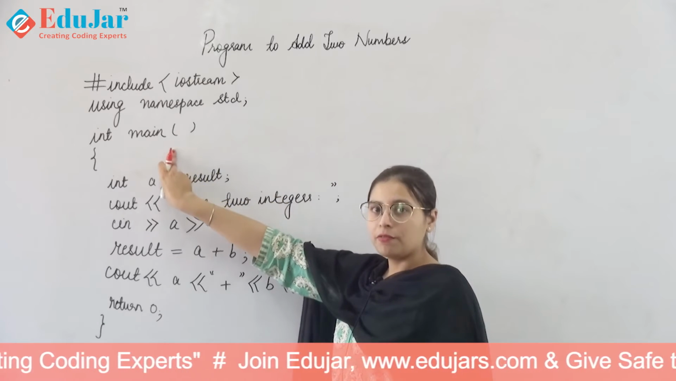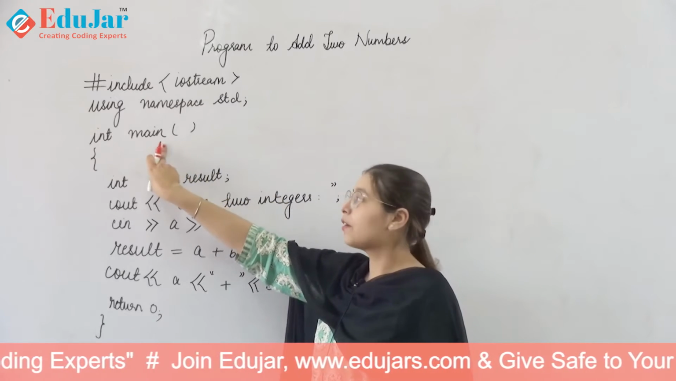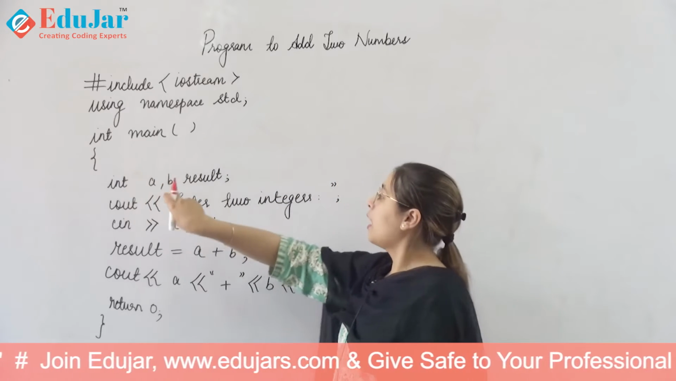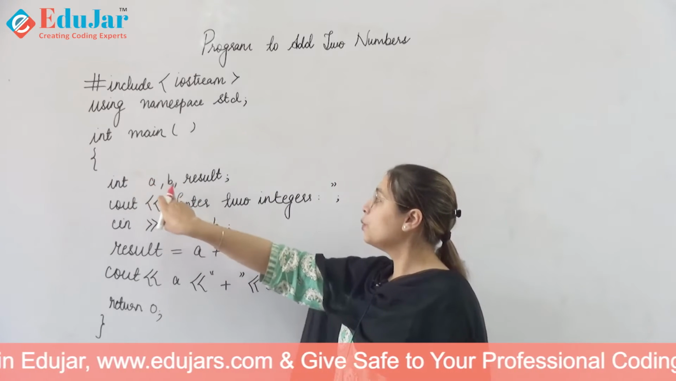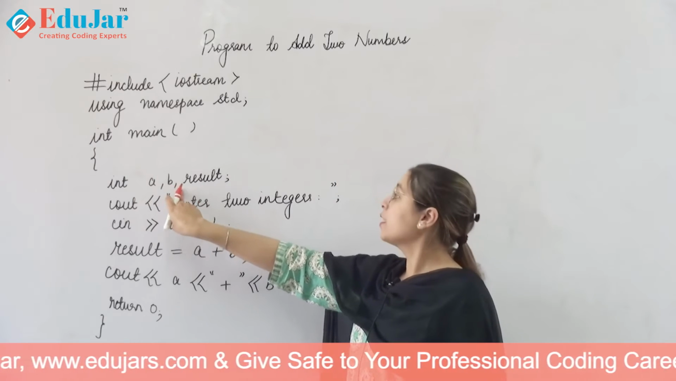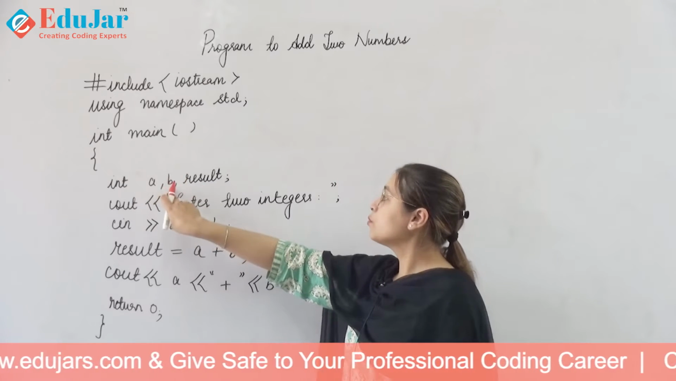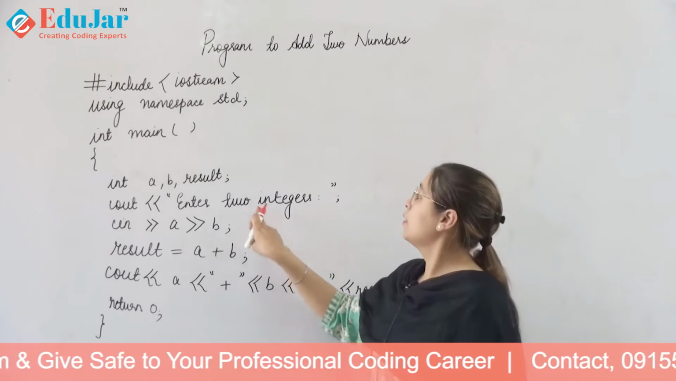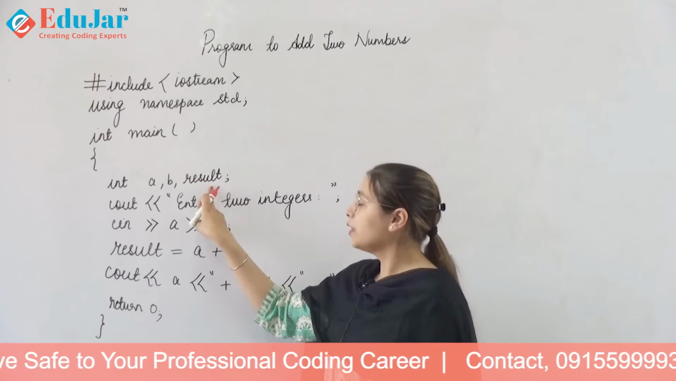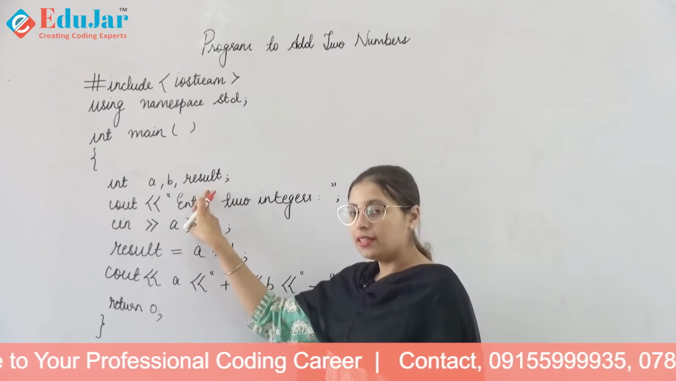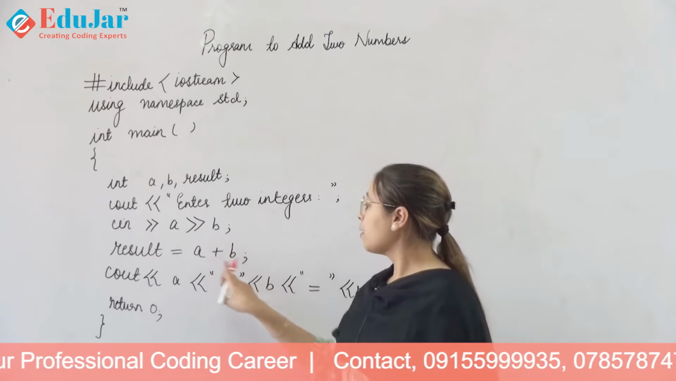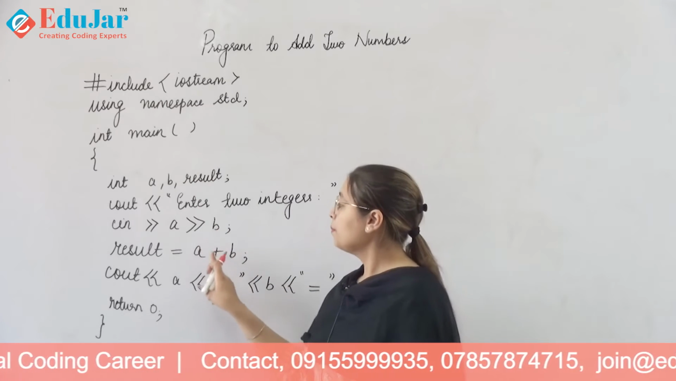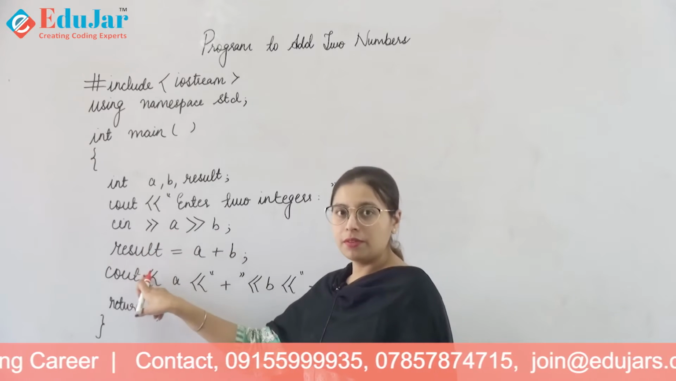You will start the main function here. The main function will have a return type which is of integer type. Okay. After that you will take two variables a and b. These are variables to store two numbers that you will be taking from the user, and we'll take another variable as result, because if we add the numbers we'll store the final result, the sum, in the variable result.